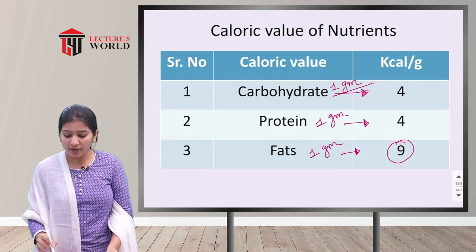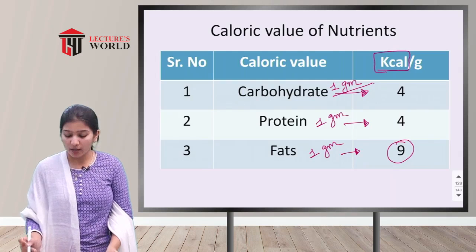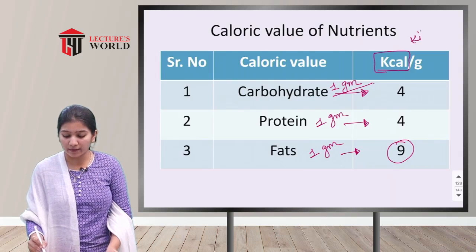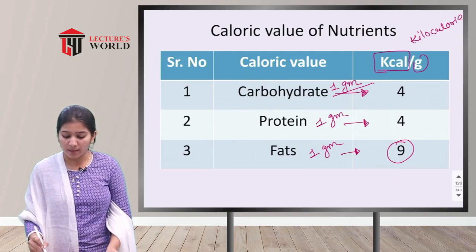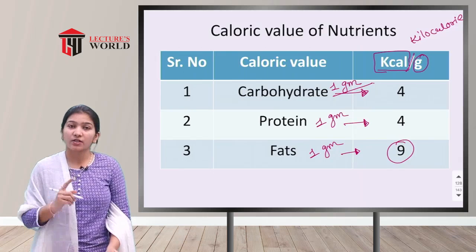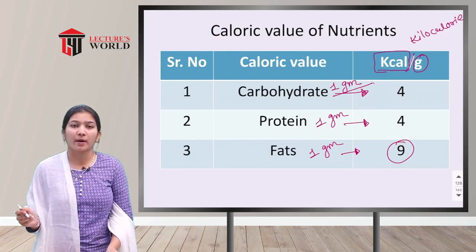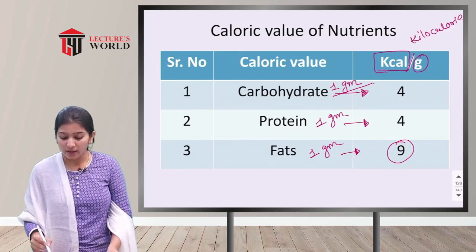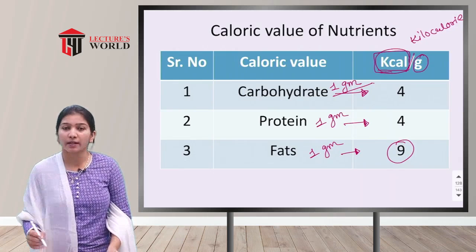Here they have mentioned the unit of energy, kilocalorie. And this is gram, so kilocalorie per gram. Each gram gives a certain amount of energy, and that is measured in kilocalories.